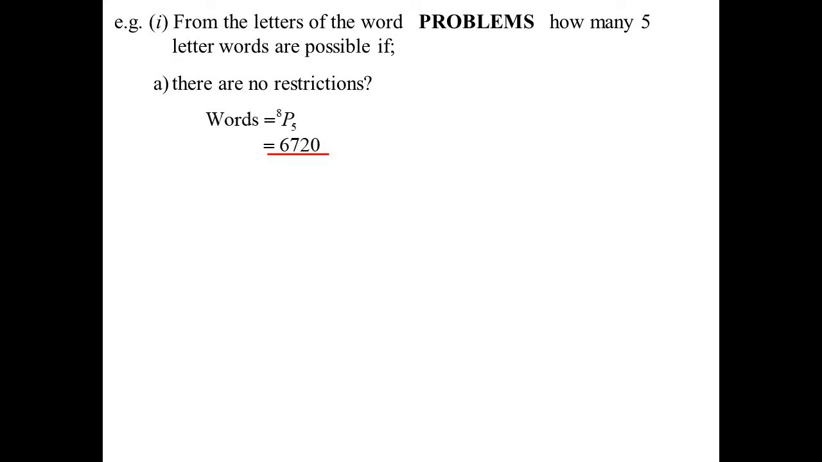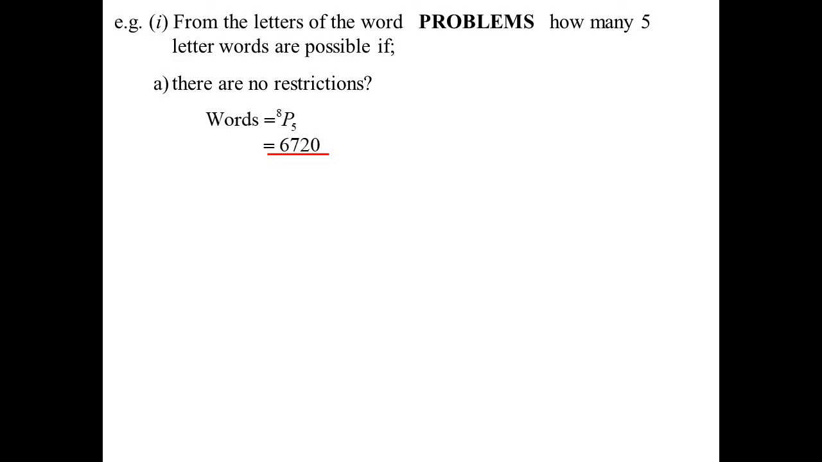If you didn't go for your calculator, it would be 8 factorial on 3 factorial, the number of ways of arranging the letters we did not use. So 8 factorial on 3 factorial. Well, the 3 factorial would cancel into the 8 factorial. When we rolled it out, we'd be left with 8 times 7 times 6 times 5 times 4. That would be exactly the same answer.